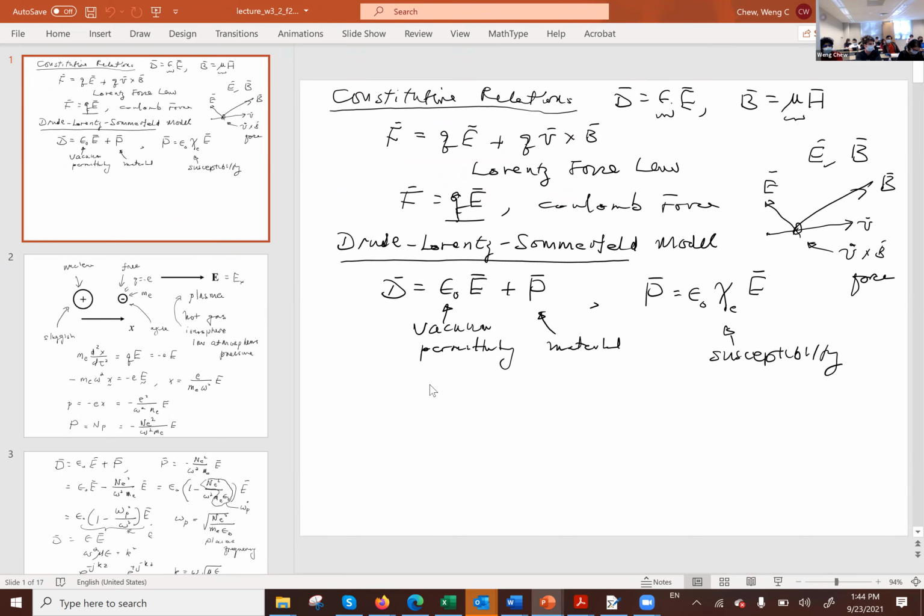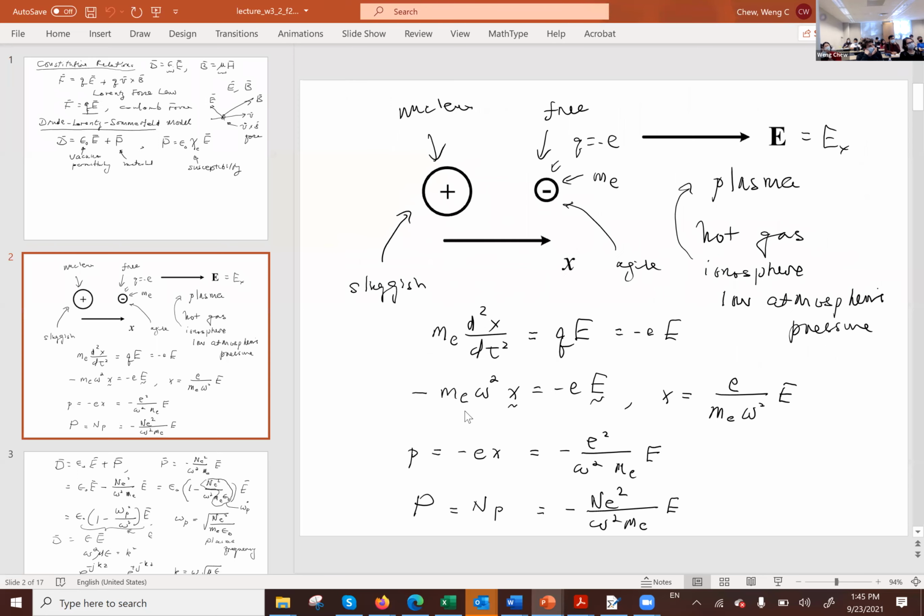So we look further in greater detail into the constitutive relationship and see how we can derive those constitutive relationships from first principles. So we study the Drude-Lorentz model, and sometimes we also call it the Lorentz sum of a model, and figure out how we define and derive the expression chi. And we can derive this expression chi for a number of media.